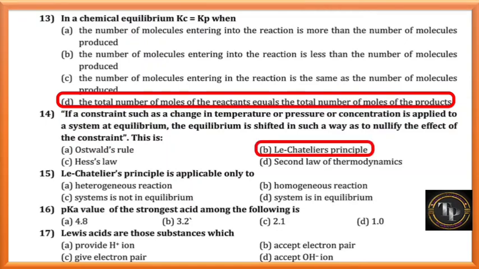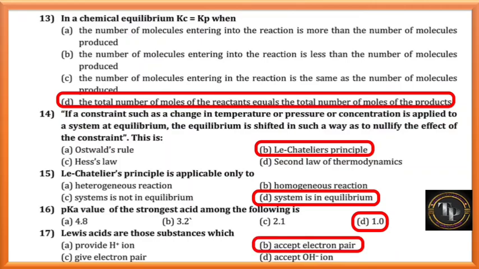Le Chatelier's principle says this: if a constraint such as change in temperature, pressure or concentration is applied to a system in equilibrium, the equilibrium shifts in such a way as to nullify the effect of the constraint. This is the statement of Le Chatelier's principle. Very important, definitely they will ask in the annual examination for 3 marks, the definition and effect of pressure and temperature. Already I have made a video on equilibrium, guys. If you have not seen that, fixed questions, the link is given in the description. Please go through that. Le Chatelier's principle is applicable only to systems in equilibrium.